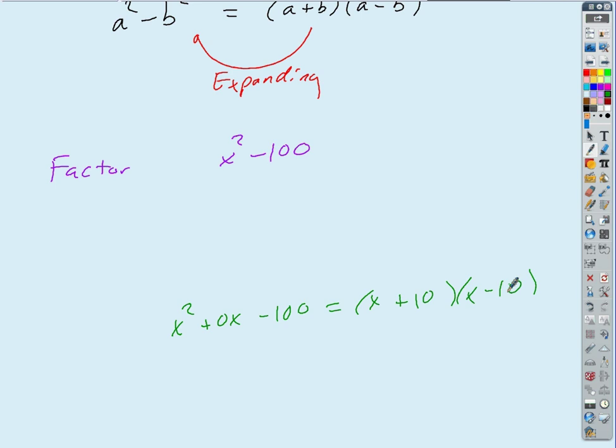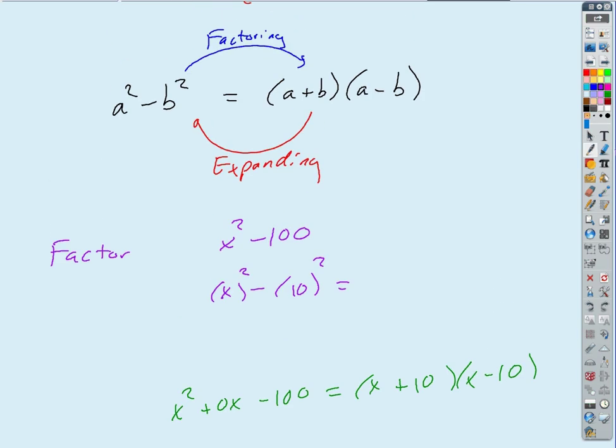But we can just recognize, instead of having to go through that whole exercise, that we can think of this as a difference of squares, something squared minus something squared, and then just follow our difference of squares pattern. Well, what are the squares? Obviously, this square is going to be an x. 100 is 10 squared. So then that acts like my a and that acts like my b, and we're just following that pattern.